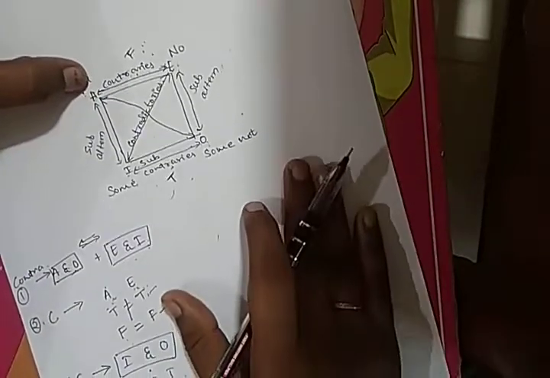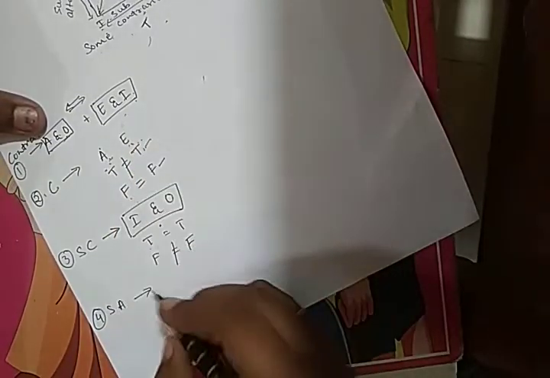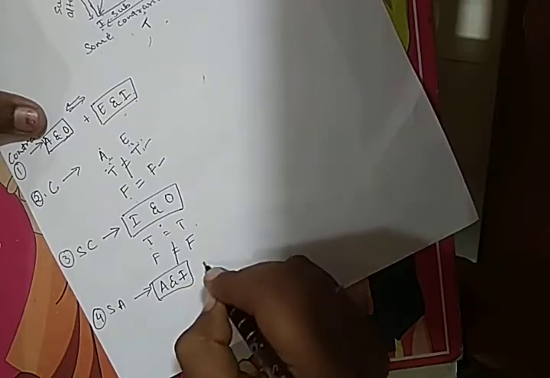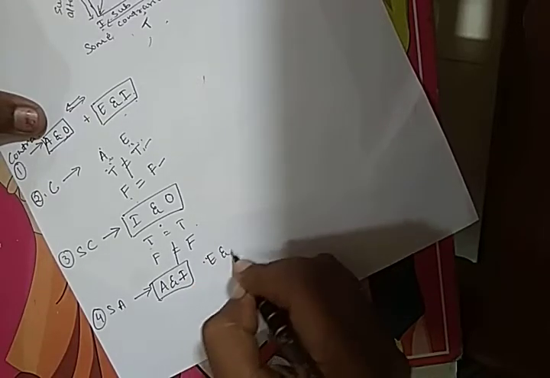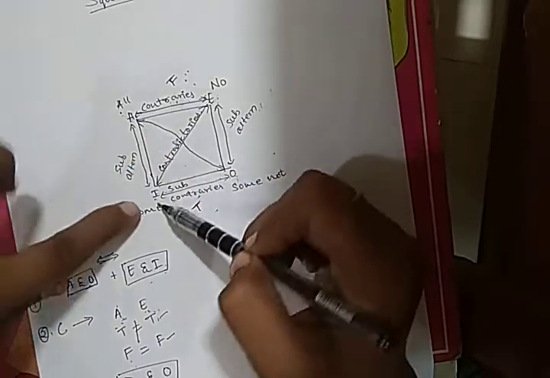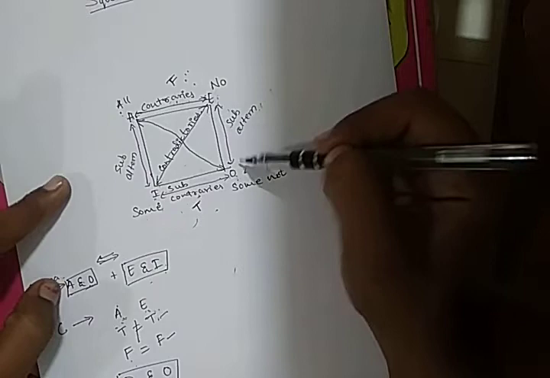Now moving to the next combination, and that is the fourth one, subalterns or subalterations. What are these subalterns? This is A and I, and E and O. This is the combination for subalteration, that is A and I and E and O. This is the combination of the subaltern combinations.